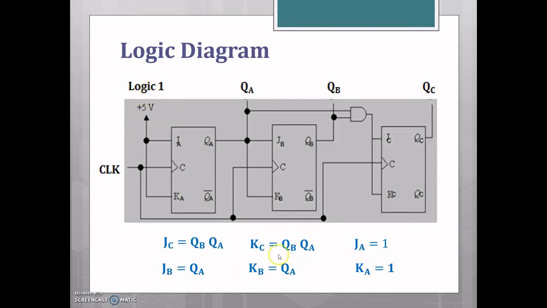For JB and KB it is QA, right? And for JC it is the AND of QB, QA. So we will be having one AND gate. One input is QB, the other input is QA. That is given to JC and KC. Since it is a synchronous counter, all the flip-flops are given the common clock. So now I have arrived at the design of the synchronous up counter.